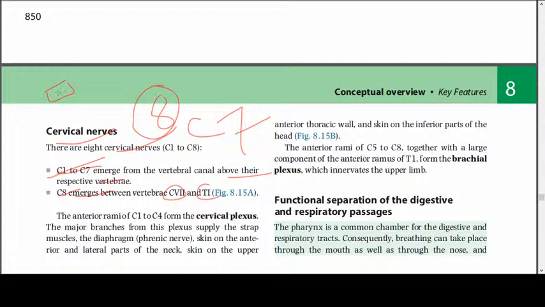suppose this is C1, cervical vertebra 1. It starts right here, and let's suppose this is C7, and it reaches up to here. So here we can see cervical nerve 1, this is cervical nerve 2, this is cervical nerve 7, and this is cervical nerve 8. So there are altogether 7 cervical vertebrae, but there are 8 cervical nerves.